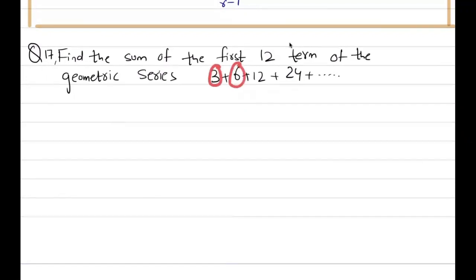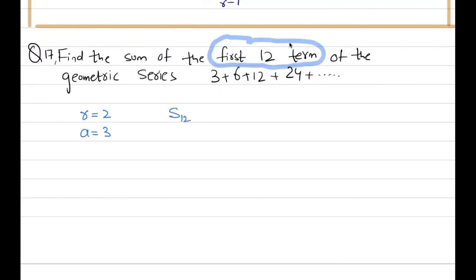So 6 divided by 3, that is 2. 12 divided by 6, that is also 2. 24 divided by 12, that is also 2. So we are dealing with a geometric progression with a common ratio of 2, and the first term is 3. Sorry, it's an infinite series, as you can see. But you just need to find the sum of the first 12 terms. The sum of the first 12 terms means S12.